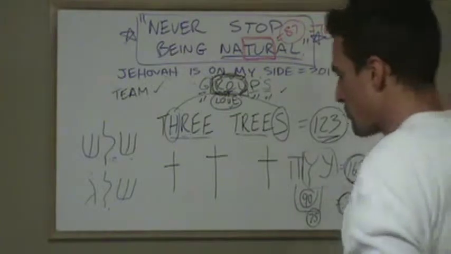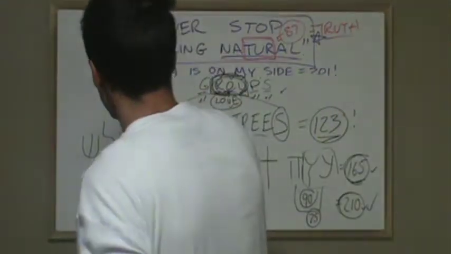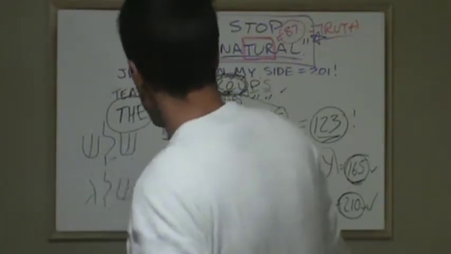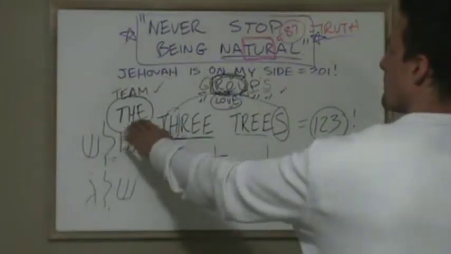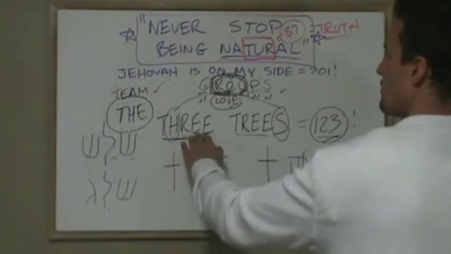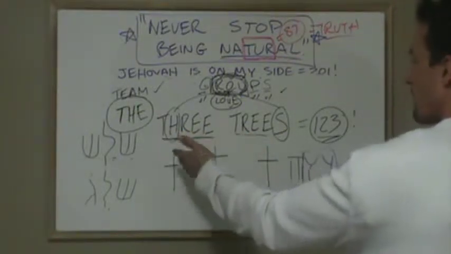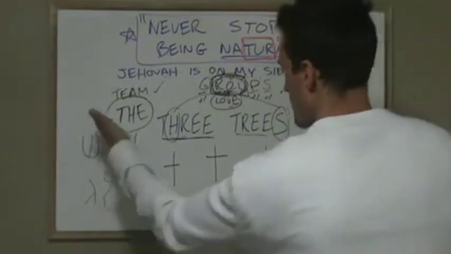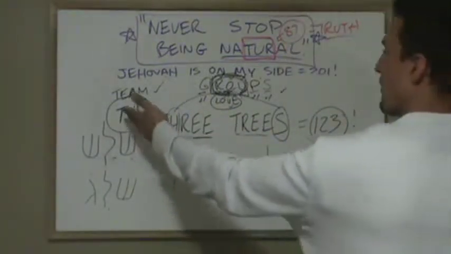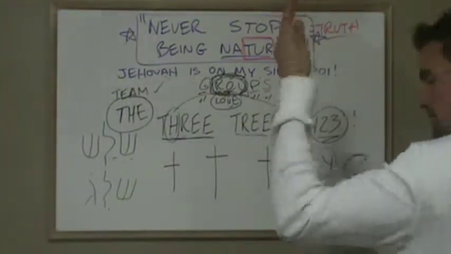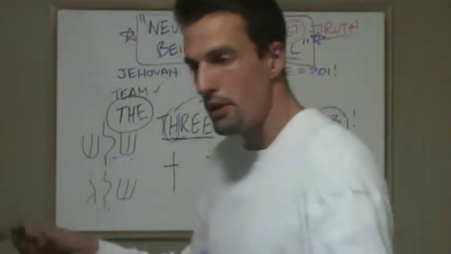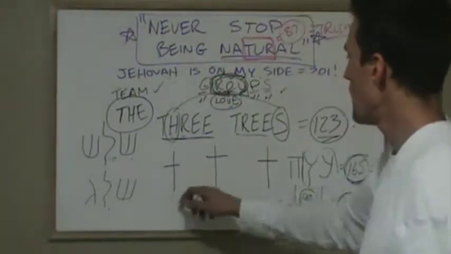And then you can say the three trees. What's so special about this is we were talking about letters that are similar in words. The word the is so similar to the word three because it contains T, H, and E. And the word tree is so similar to the word three because it contains tree and three. So the obvious conclusion is to put these three words together, the three trees. The three trees. One, two, three.